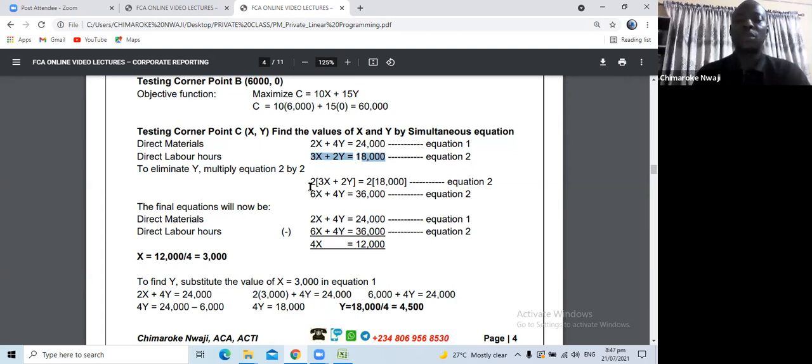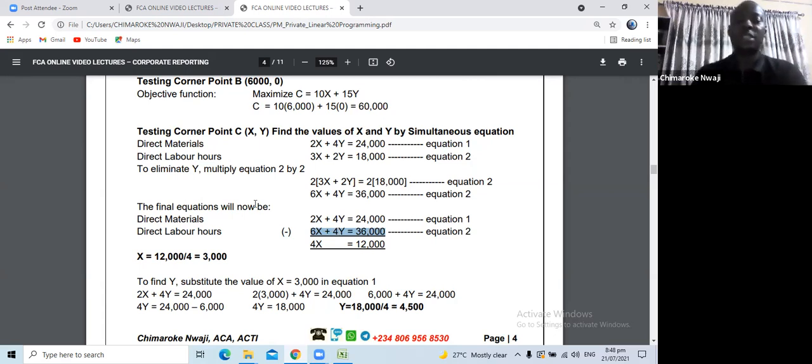So you see what we did here? We multiply this equation by 2. So it becomes 2 times 3x becomes 6x, 2 times 2y becomes 4y, 2 times 18,000 becomes 36,000. And so that's what we did. Your equation 1 is still the same thing which we had here, and your equation 2 is this new equation which we just got. So as you see now, 4y and 4y is here.